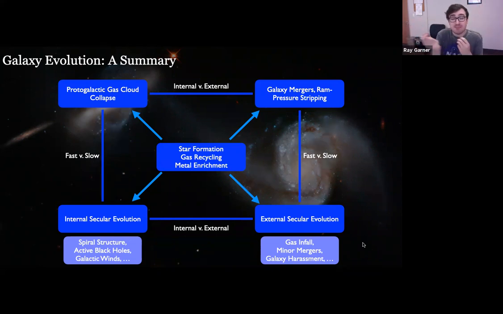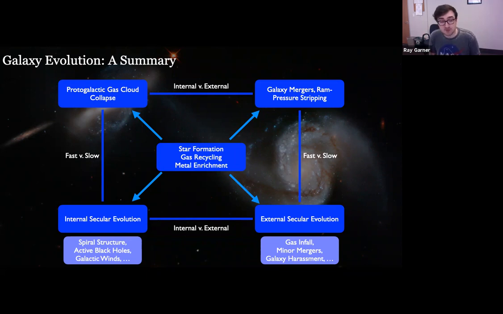Maybe it's going through some minor mergers like the Milky Way is going through. Maybe it's swallowing up a dwarf galaxy. Maybe there's some galaxy harassment. No mergers, but just two galaxies kind of orbiting near each other and tugging on each other a bit. And in all of these cases, star formation, gas recycling, and metal enrichment are happening. So it's a very, very complex thing.